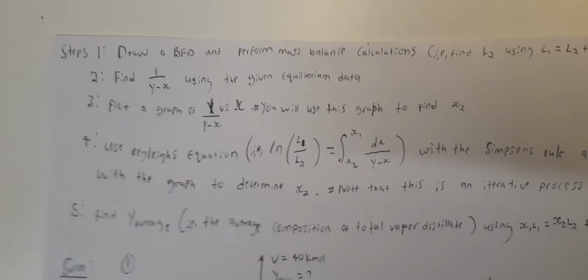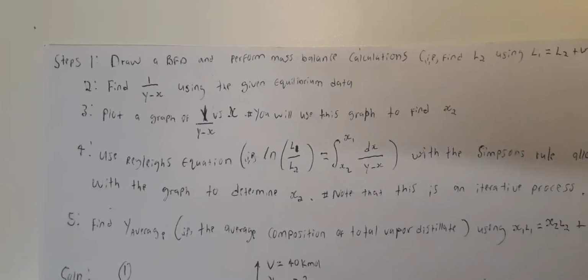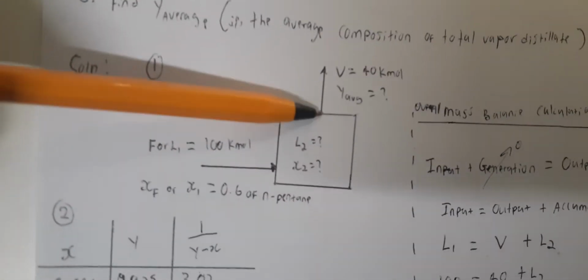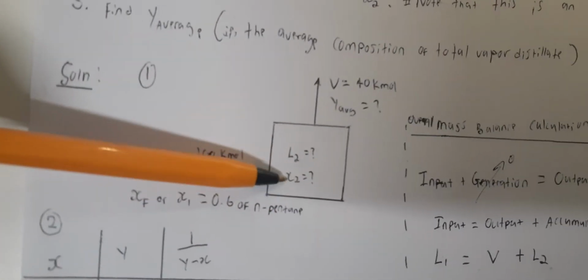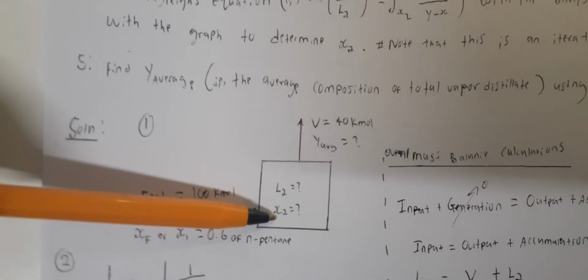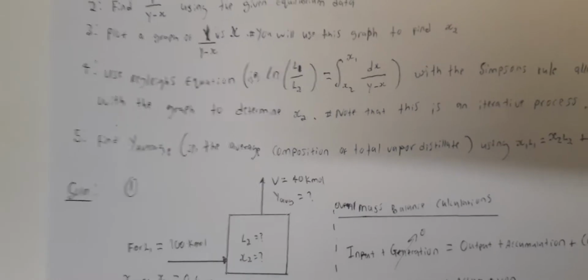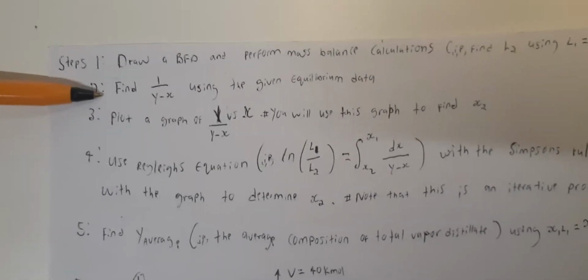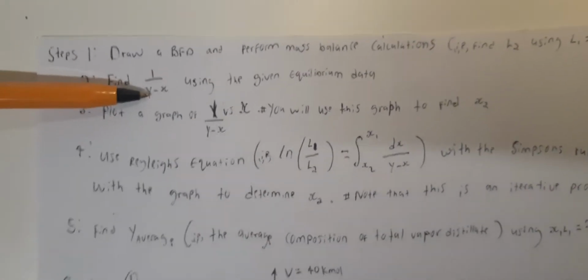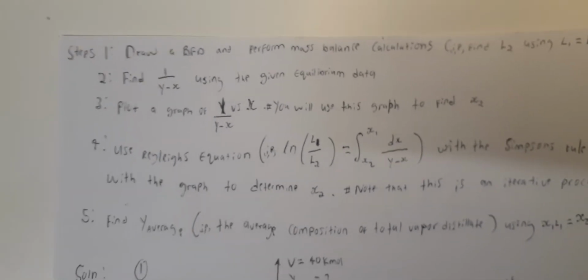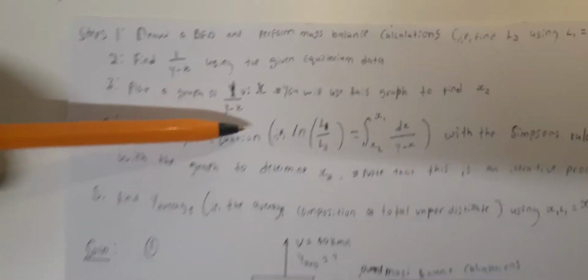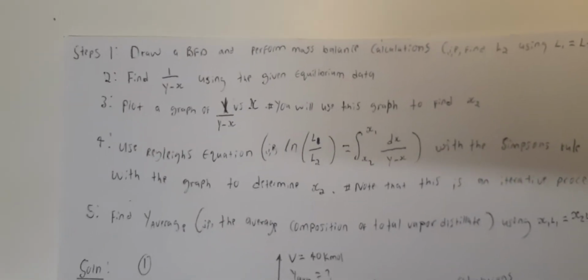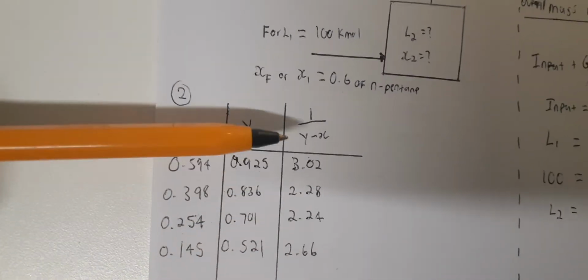After performing mass balance calculations, you'll find out that the only unknowns will be the average composition and also the composition of the liquid inside the column, which are the requirements of this equation. So the second step is to find 1 over y minus x. You simply just subtract the y values with the x values, which are the xy data given on the problem statement, and then you'll have them like this here on a table, so you can extend your table.